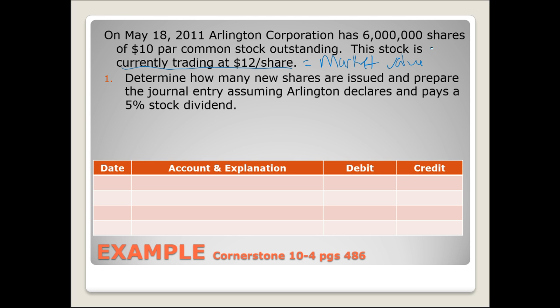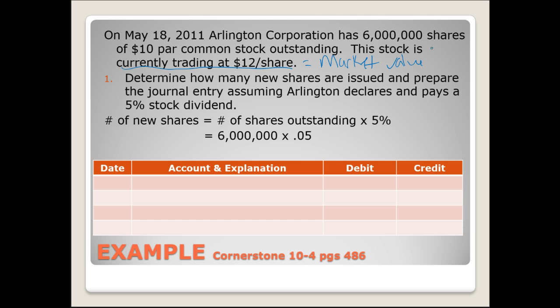Well, how many new shares will they be issuing if it is a 5% stock dividend? Well, the number of new shares that they will issue will have to be 5% times the number of shares that are currently outstanding. They currently have 6 million shares outstanding times 5%, which is written 0.05. That's going to be 300,000 shares. That's how many new shares they're going to issue. So after the stock dividend, there will be 6.3 million shares of Arlington Corp stock out there. What will the journal entry look like?